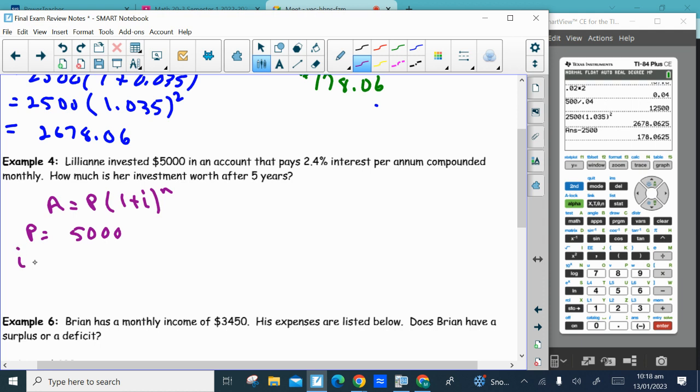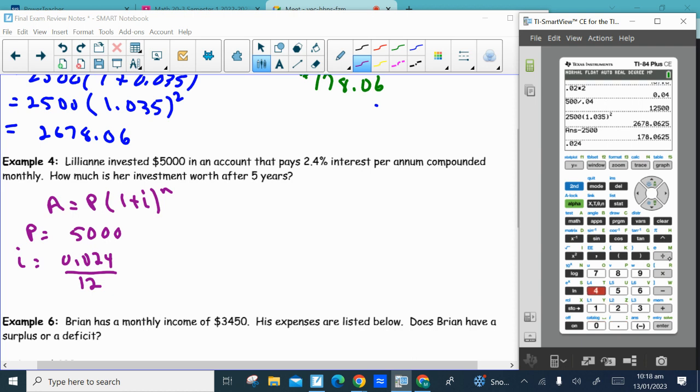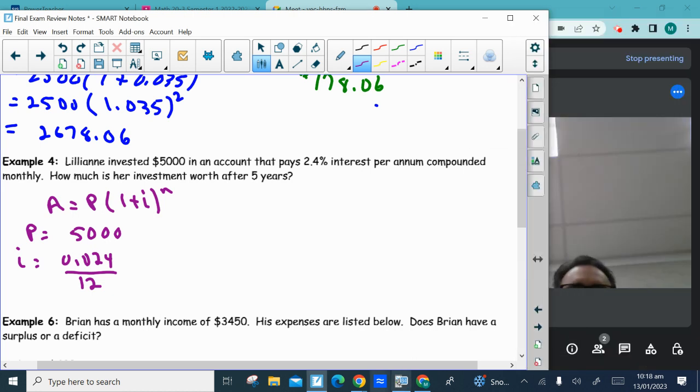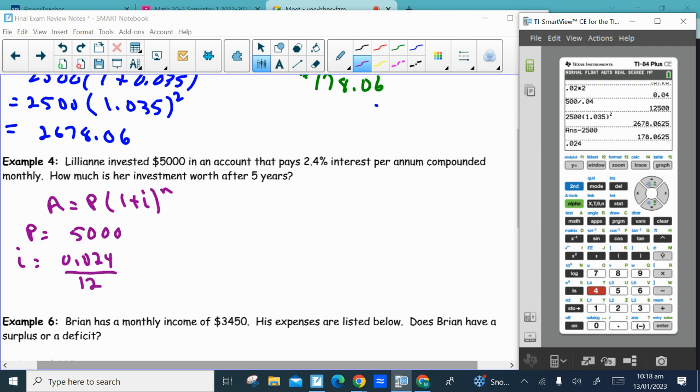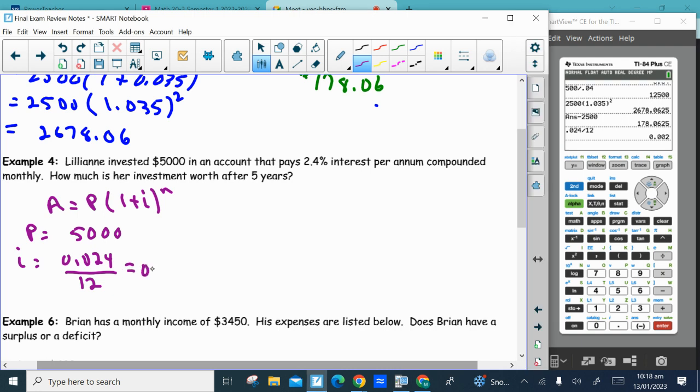To calculate i, it's 2.4% per year, which as a decimal is 0.024, but this is compounded monthly, so you have to divide that by 12 to get the monthly interest rate. So 0.024 divided by 12 is 0.002. That would be the value of i that we would use in our formula.